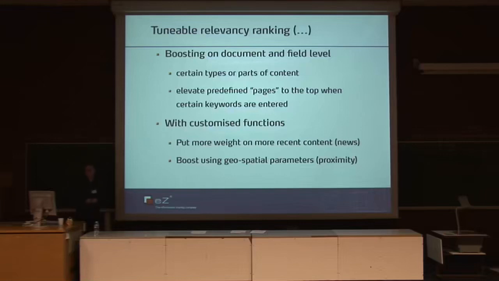You can also tune the relevancy ranking in much more interesting ways. You can use customized functions for that, and that allows you to put more weight on, for example, more recent content, like news. If you have a large news site which has articles over many years, you may say, okay, I still want to have the most recent articles pushed up a bit. Other uses are boosting on geospatial parameters, like proximity searches. If you want a restaurant which provides a nice lobster preparation, you can search for it and make sure it's not too far away from you, if your application is designed for that, of course.